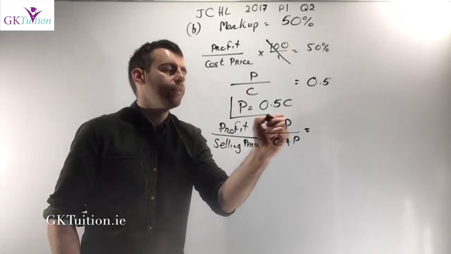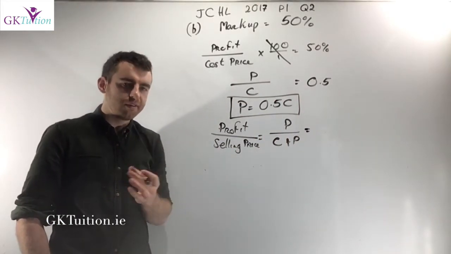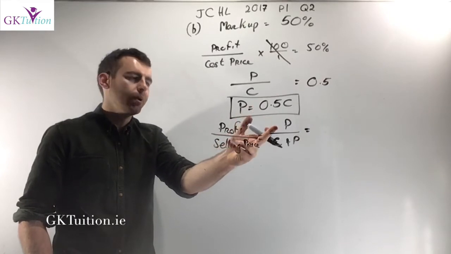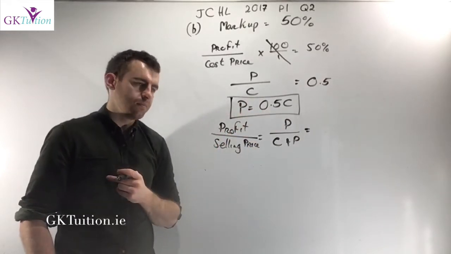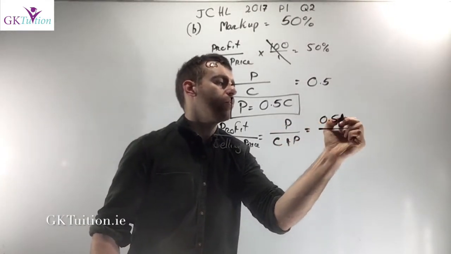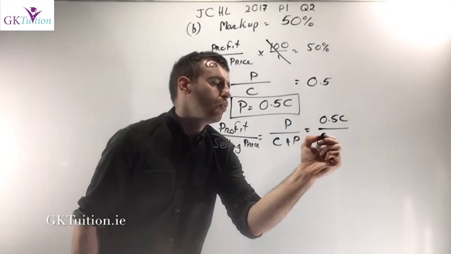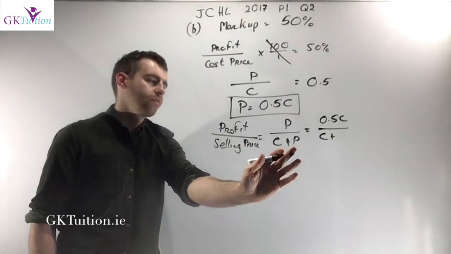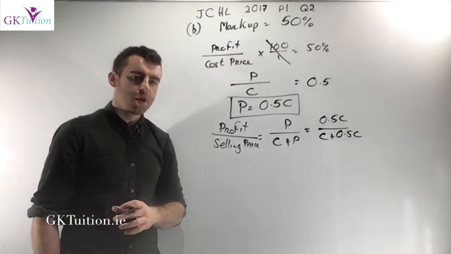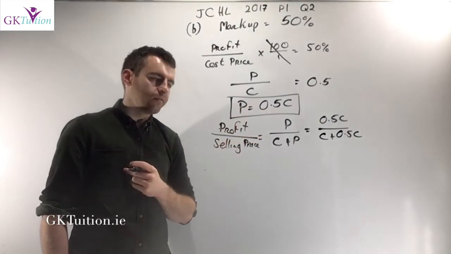I know that the profit is half of the cost price, or in other words, it's 0.5 times C. So everywhere that there's a P, I'm going to sub in 0.5 times C. So on the top of this fraction, I can say that the profit is just half of whatever the cost price was. On the bottom of the fraction, I already have 1C, and I can say that the profit here, P, is just 0.5 times whatever the cost price was. So all I'm doing there is everywhere there's a P, I'm subbing in a 0.5 times C.